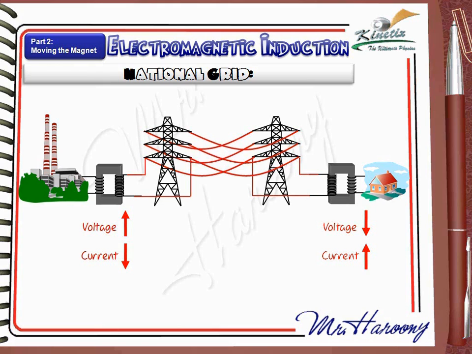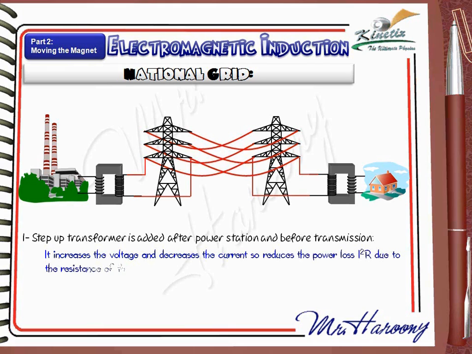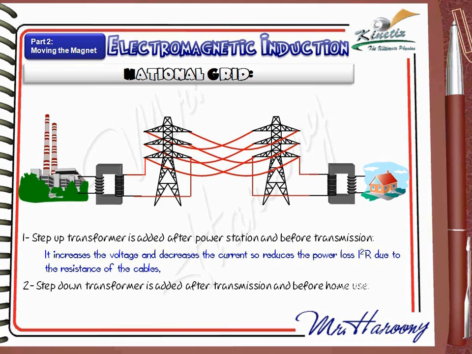This can be summarized as: number 1. A step-up transformer is added after the power station and before transmission. It increases the voltage and decreases the current, so it reduces the power loss I²R due to the resistance of the cables. Number 2. The step-down transformer is added after the transmission and before home use. It decreases the voltage and increases the current to suitable values for home use.